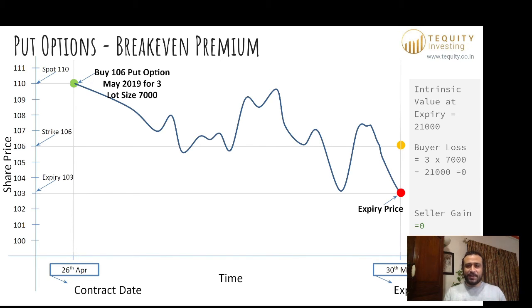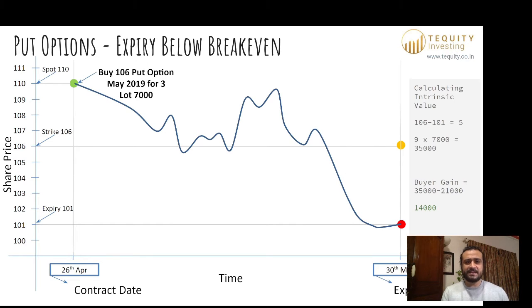The break even point of a put option is very simply the strike price minus the premium paid. So 106 minus 3, 103, is the break even point. So for you as a buyer to make money out of this put option, the underlying stock X at expiry has to be below 103. Anything below 103 is good for you, and bad for the seller.